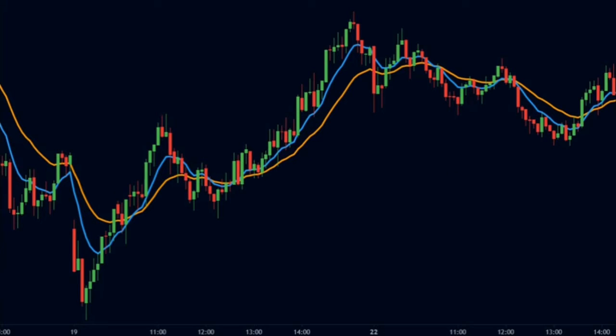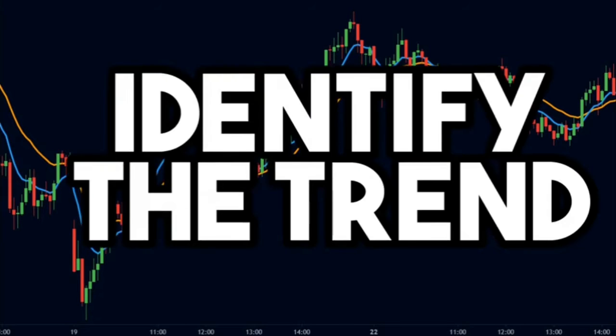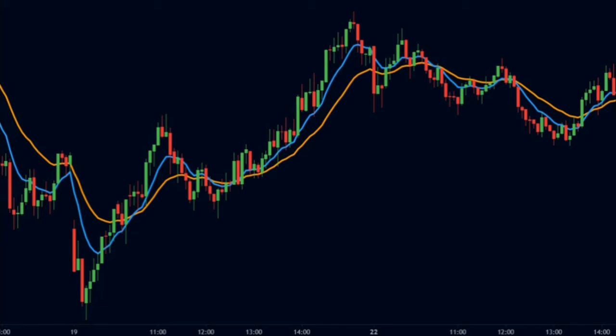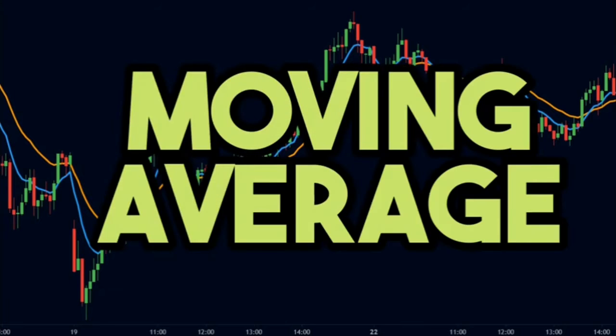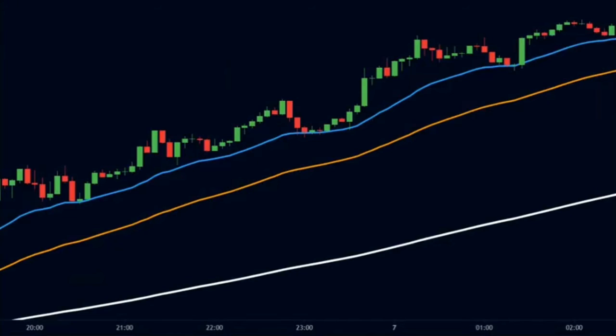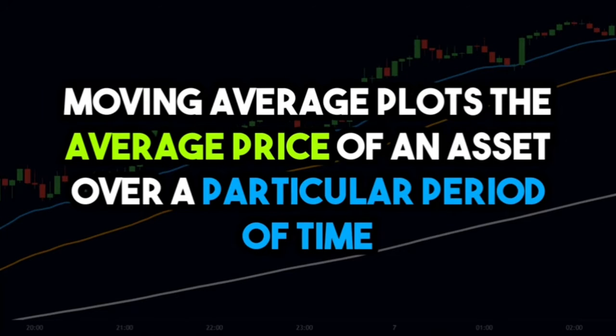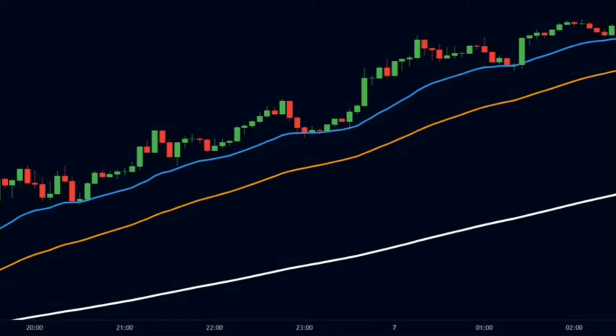Since this is a trend-following strategy, we first need to identify the trend. For that we will use an indicator called the moving average. Now, moving average is a simple indicator that plots the average price of the asset over a particular period of time. Different moving averages show different trends.